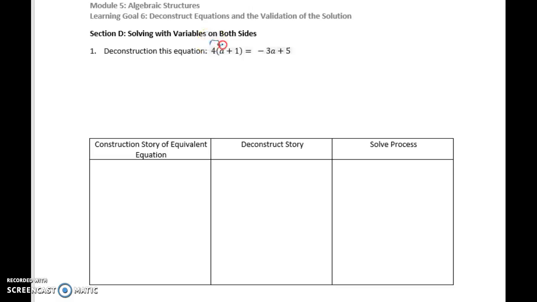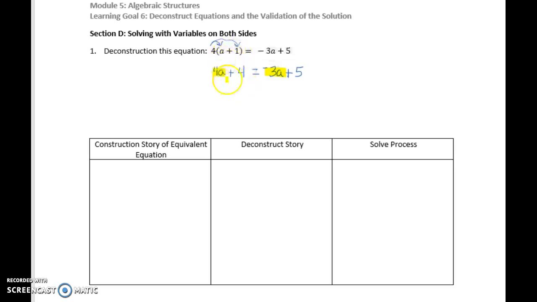And so we're going to use our distributive property, which tells us we're going to take the value of 4 and multiply it: 4 times A, 4 times 1. Then -3A plus 5 remains unchanged. And then now we can see that we have our A's, but we still can't write a story here because our A's are on two different sides.